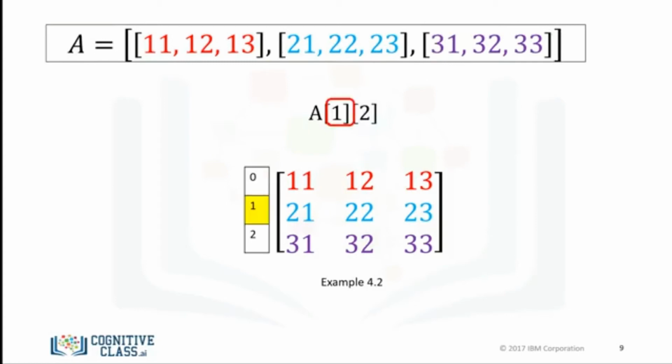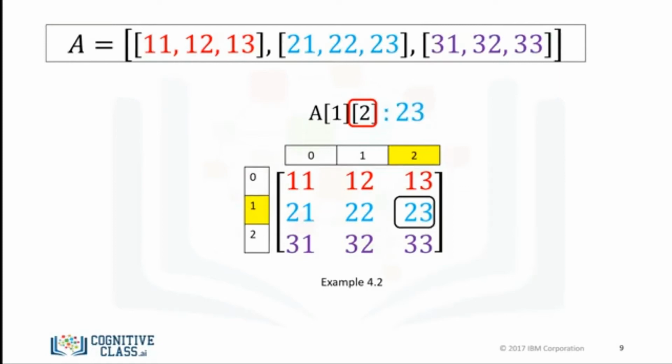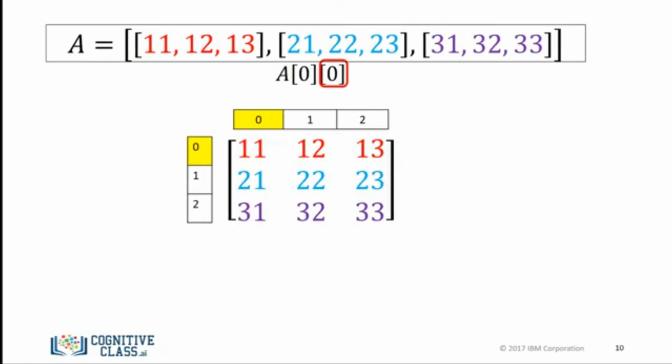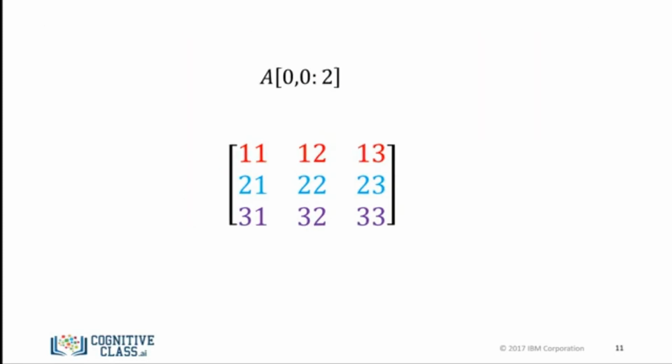This index corresponds to the second row, and this index the third column. The value is 23. Consider this example. This index corresponds to the first row, and the second index corresponds to the first column, and a value of 11.